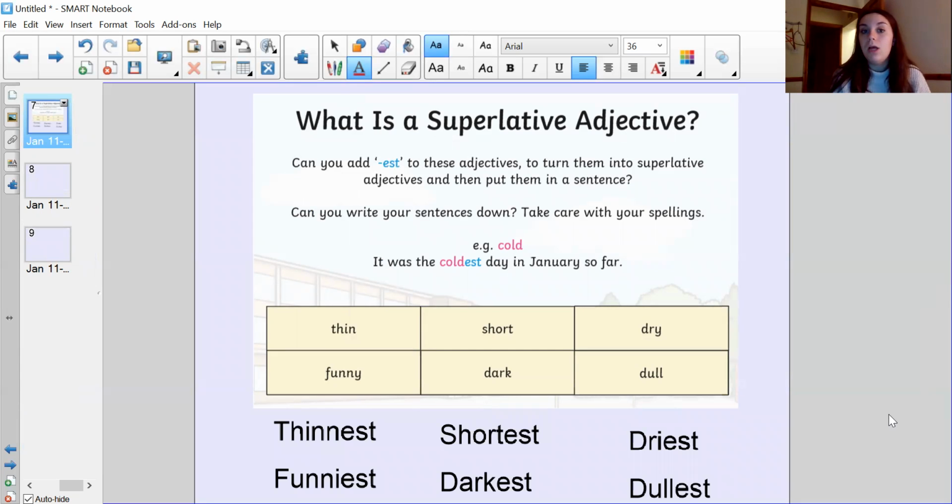Could you write me down 6 sentences using these words to compare something to a group of things? So she was the thinnest dog in the vets. He was the funniest boy in the class. The pony was the shortest horse in the stables. You need to tell me out of what group are they the shortest, tallest? What are they the most of in that group?